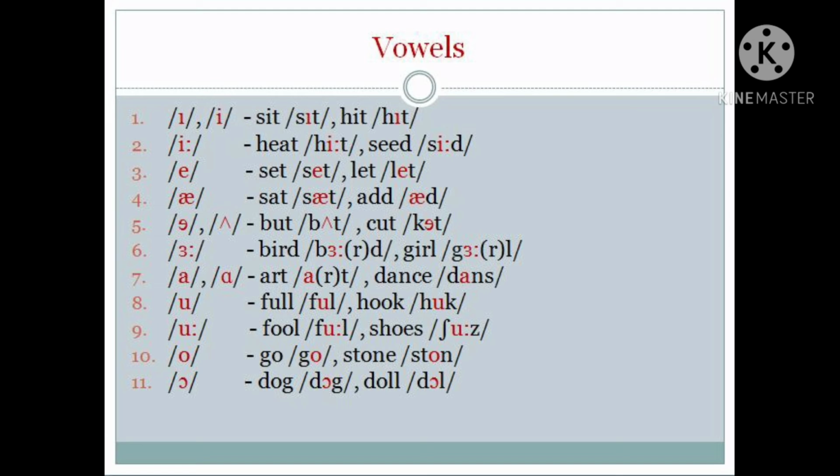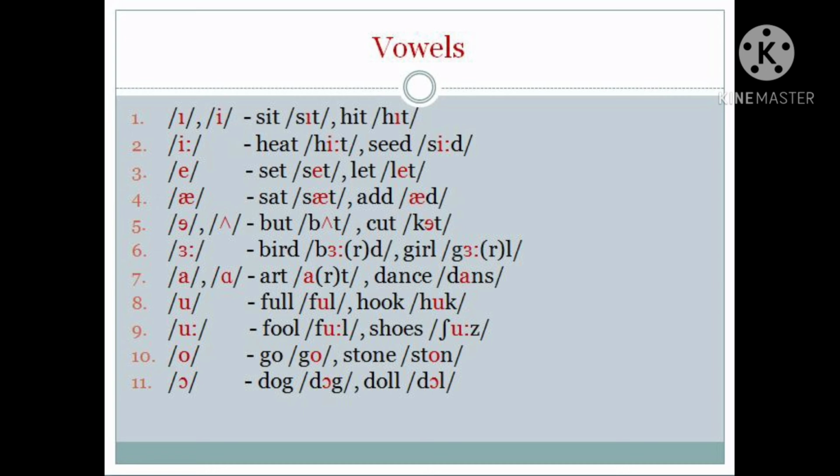The eighth one is the short o sound. In a word like full, the initial sound is the sound f, followed by a very short o in the middle and closed by the sound l. So f, o, and l, full. Similar example is the word hook, h, o, and k, hook.